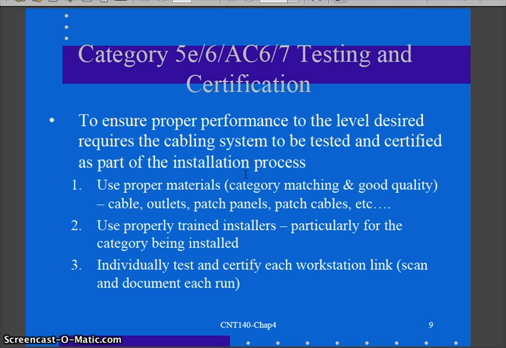So to ensure proper performance to the level desired, I need to do these things. I need to use the proper materials. Again, Category 6 cabling, Category 6 patch panels, Category 6 outlet jacks, Category 6 patch cables, all those must be the same and of good quality. I need to use properly trained installers. Somebody installing Category 6 cabling should be trained to do so. As we do labs this semester, I'm going to show you techniques to install this stuff correctly. And lastly, individually test and certify each link.